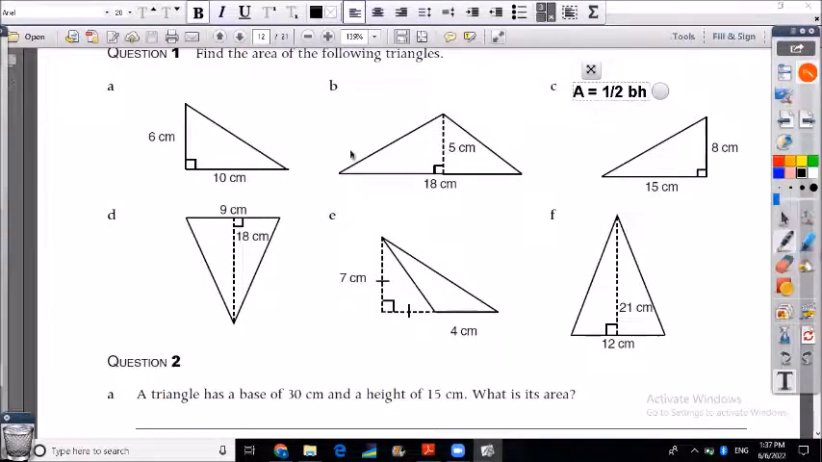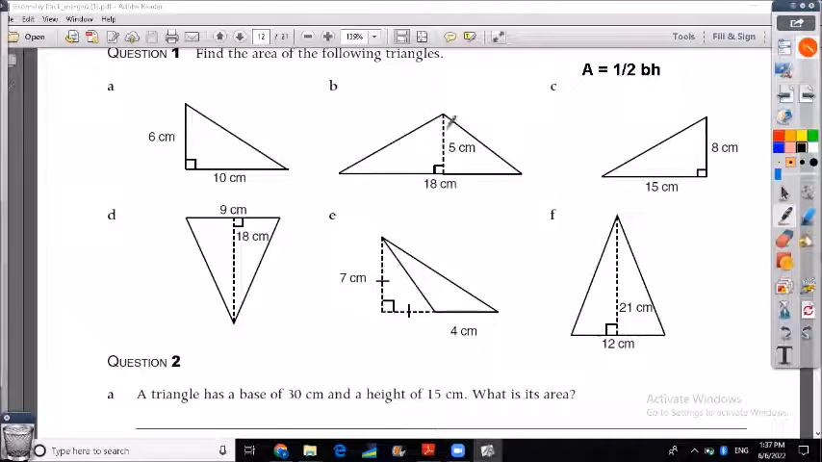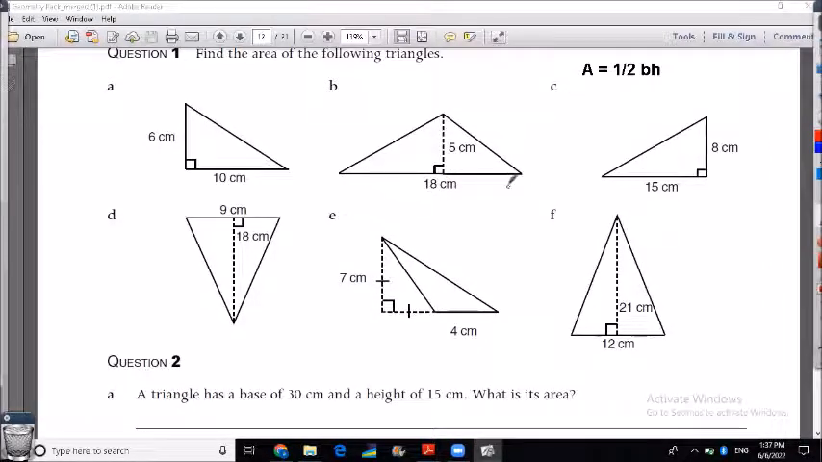I'm going to take this as an example over here. 5 is the height. 18 is the base. How can I find the area of such a triangle? Write the rule: A equals half BH or BH over 2. Both of them are the same. What is BH over 2? Multiply the base by the height. What is 18 times 5? It's 90. Then 90 divided by 2.